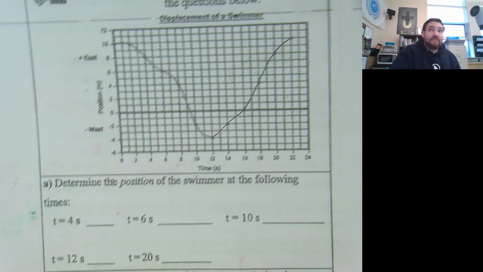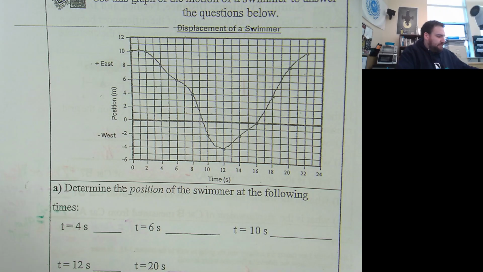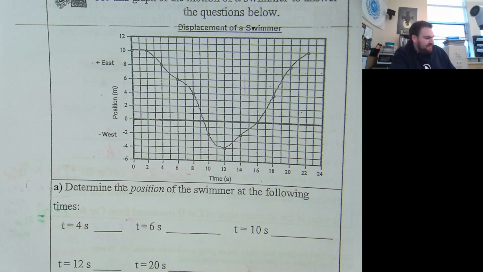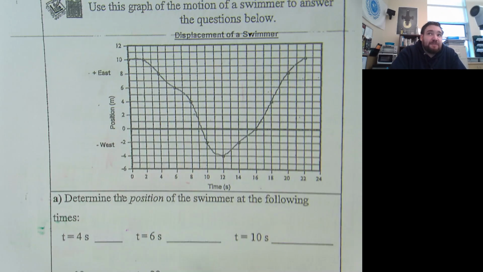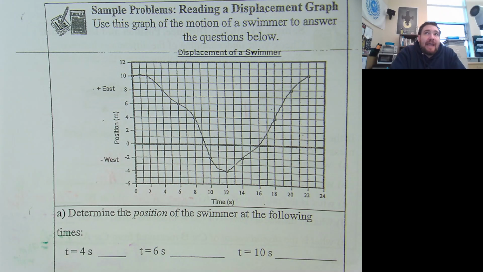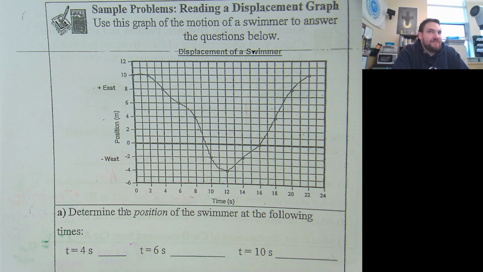One more example, and then we're going to make it more interesting. Here's a graph. This is the graph that represents the displacement of a swimmer. And reading graphs seems to be the bane of physics students. And that's okay, let's play with it.